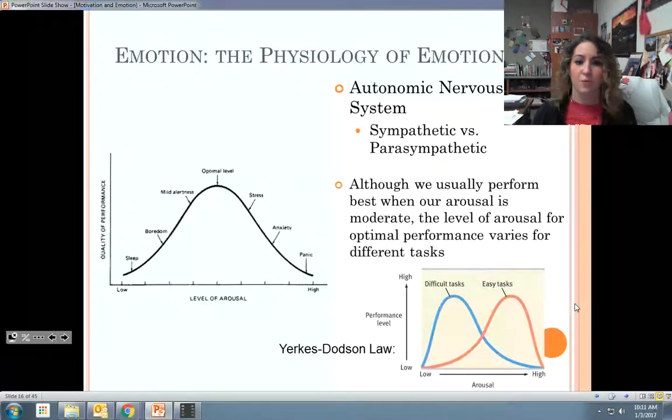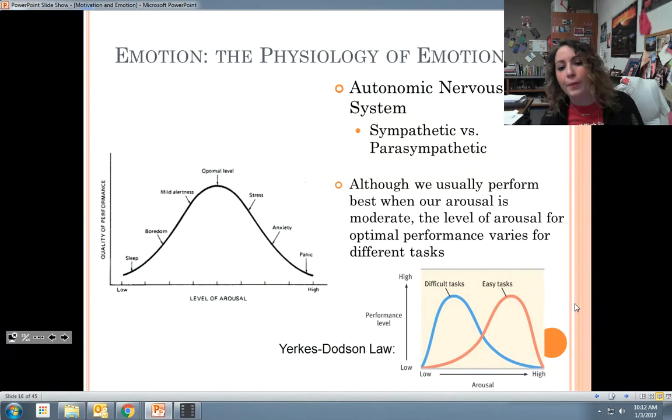Let's talk about the physical part of emotion. So the autonomic nervous system, we've talked about the sympathetic and the parasympathetic. The arousal is the sympathetic, while the calming is the parasympathetic. And so usually we perform our best when our arousal is moderate.